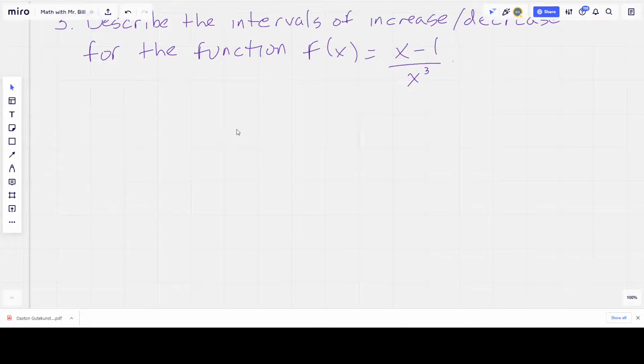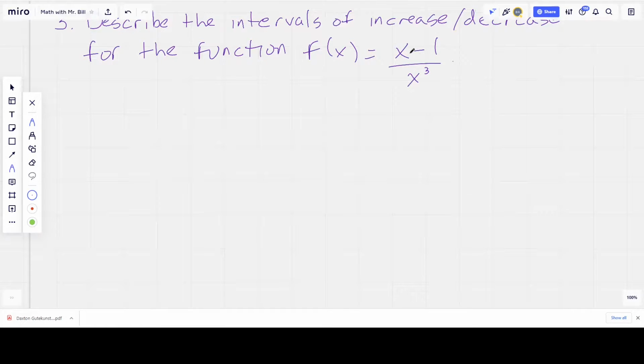Today we're going to be talking about finding the intervals where a function is increasing and decreasing. And we're going to do this for the function f of x equals x minus 1 over x cubed. So to discuss where a function is increasing and decreasing, we need to find the derivative. Because if we know where the derivative is positive or negative, then that will tell us when the original function is increasing or decreasing. So let's find the derivative first.